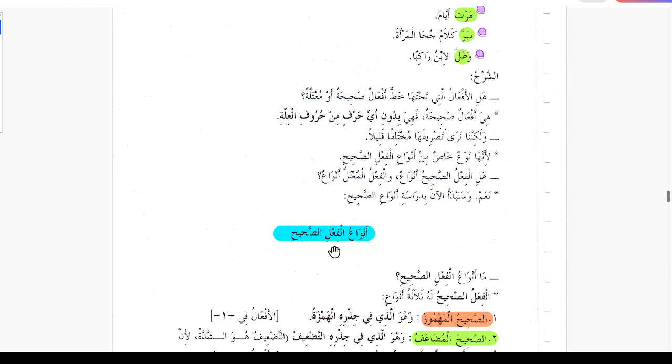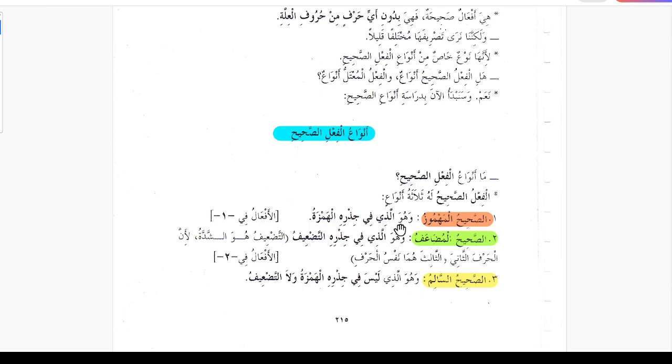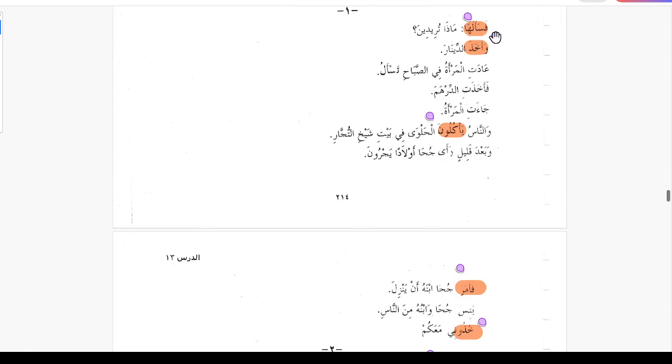So now we see the kinds of the sahih verb. Huwa wa huwa allazi fihi jizrihi hamza, in which one of the root letters is hamza. So in the first group, we identified that all the verbs had one of the root letters as hamza, like sala, akhaza, akala, amara. They all have hamza as one of the root letters. This type of verbs is called sahihul mahmuz, that have one root as hamza.